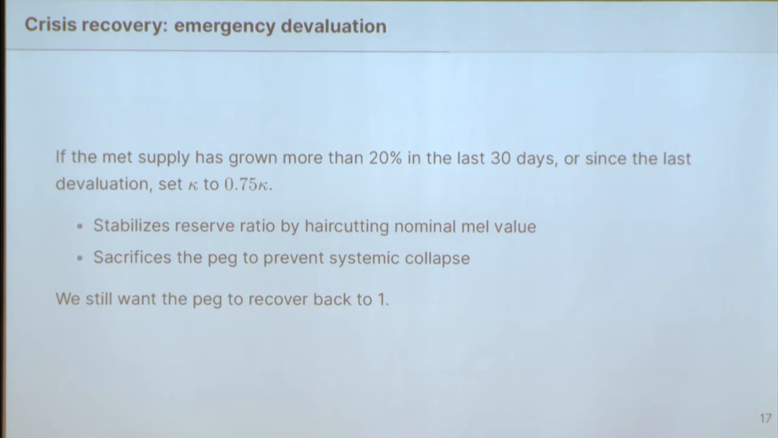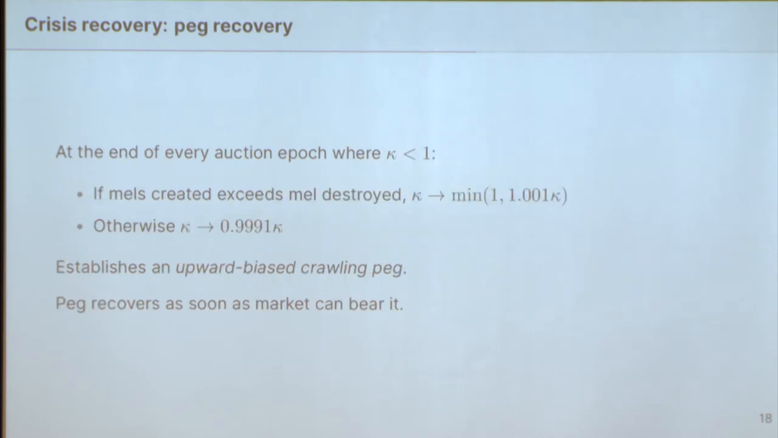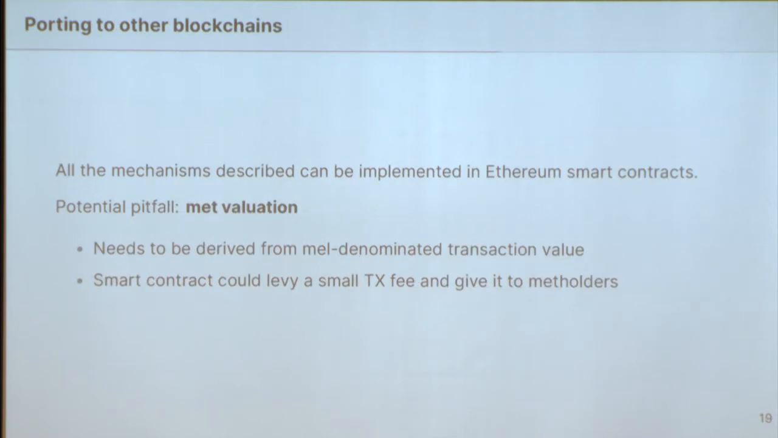So essentially, what we're saying here is that we're not trying to do a really rigid peg. If we really can't defend it, we let it drop, and we save the system by sacrificing the peg. And then whenever we are in this recovery phase, the peg can crawl up and down a bit. So hopefully, if market conditions stabilize, we can recover the peg. If not, it'll just stabilize at a lower peg. And all of these things can be ported to other blockchains. It's not limited to Mel.